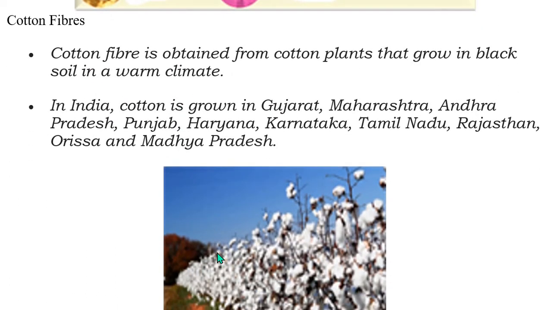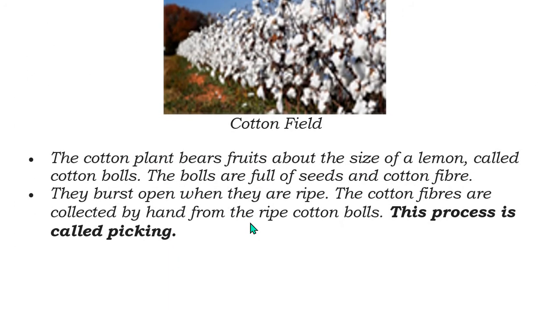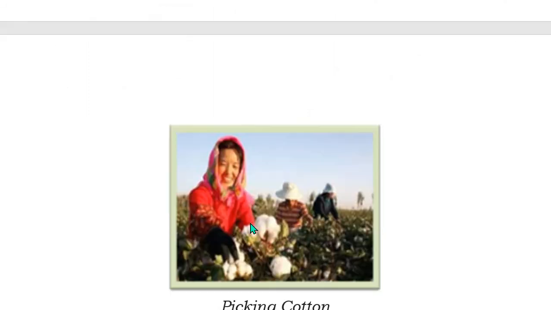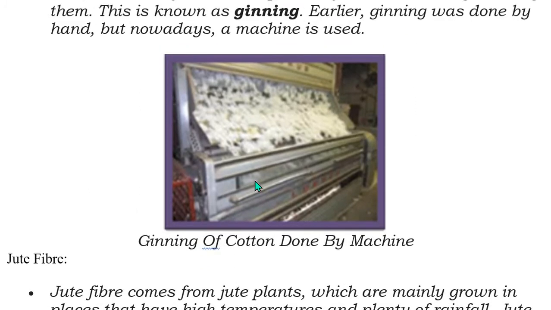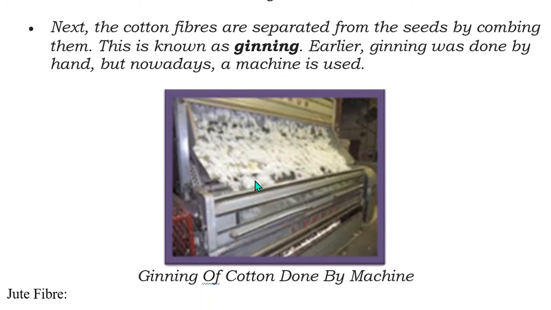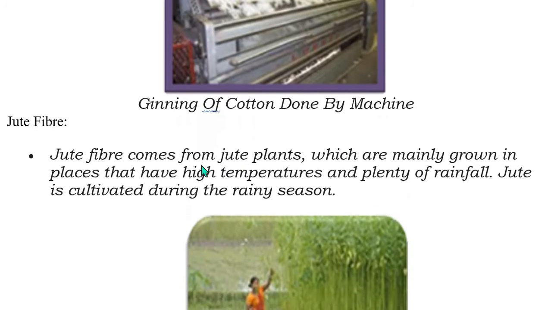This is a cotton field where cotton bolls are collected, and this process is called picking. After picking the cotton bolls, next the fibers are separated from the seeds by combing them. This is called ginning. Seeds will be present in the cotton boll, so you have to remove those seeds. This process is called ginning, and it is done by hand, and nowadays machines are used. This is a ginning machine which removes the seeds from the cotton bolls.